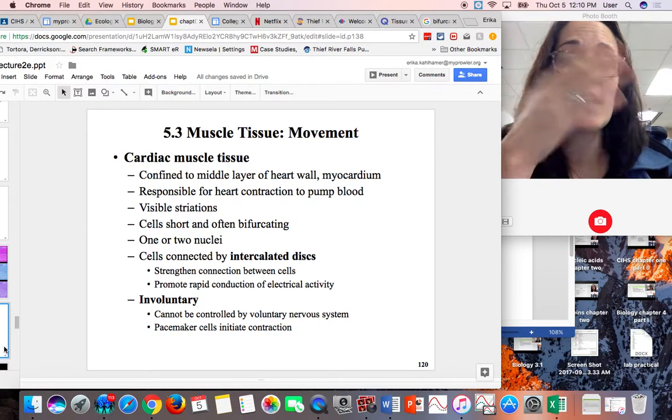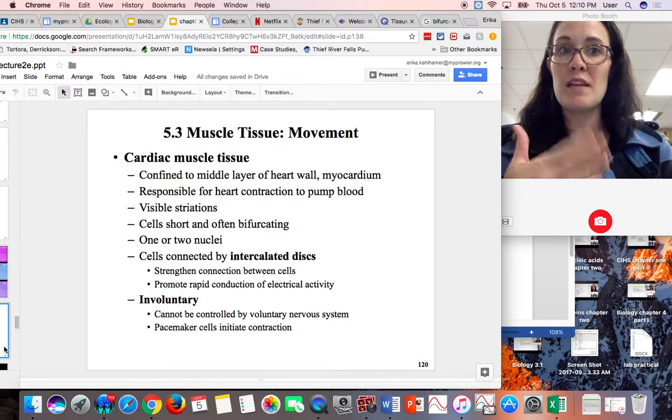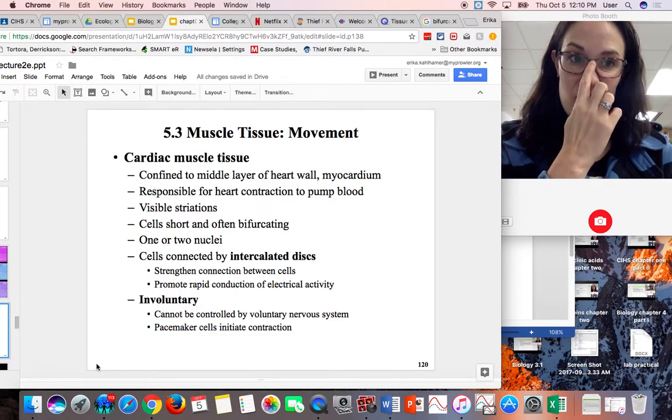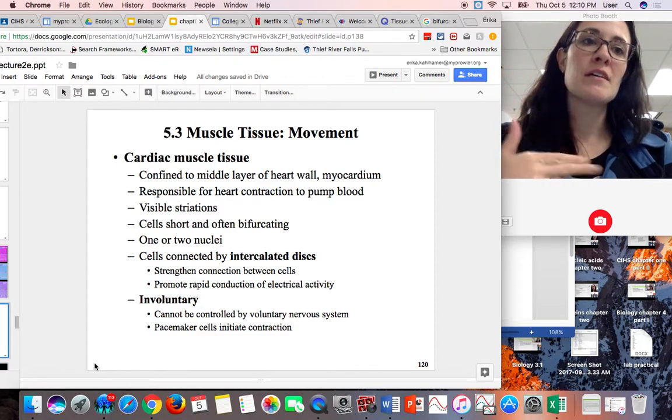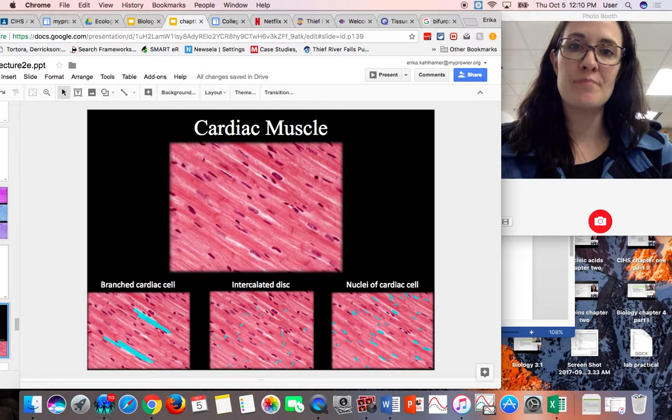Heart muscle, again different from skeletal muscle, is involuntary, meaning you can't tell your heart to beat, it just does it. There's actually a specialized cardiac conduction system or electrical system that causes your heart to beat. The pacemaker is in charge of that.